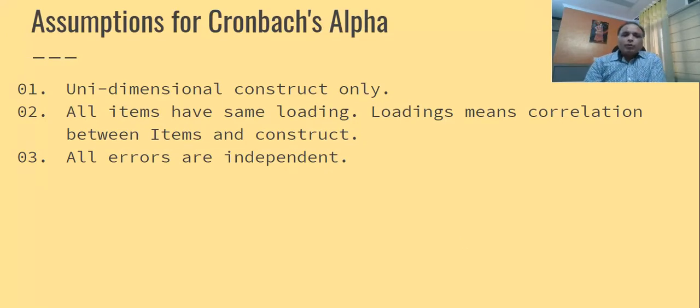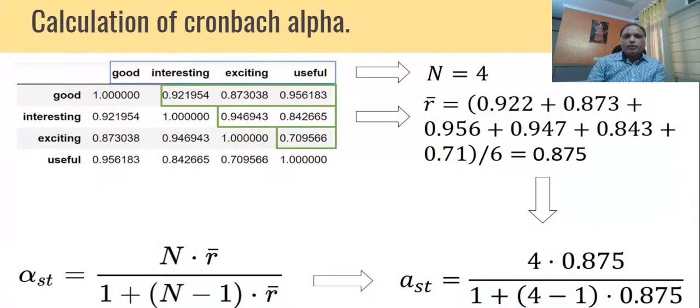Can you calculate Cronbach alpha by hand, with some formula? I believe yes. Have you seen this kind of correlation table? You can take items 1, 2, 3, 4, 5 and see the correlation. Good with good would always be 1. Interesting with interesting would always be 1. Exciting with exciting would always be 1. Useful with useful would remain 1. So you can take either the upper side or the lower side of this diagonal.